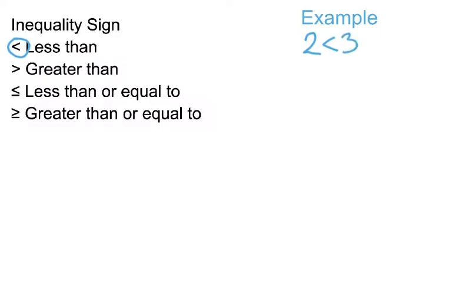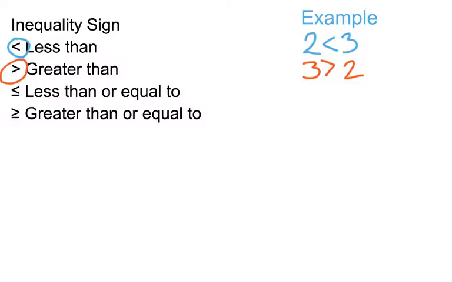And probably in elementary school you've heard of the alligator eats the bigger number. So the alligator is going to chomp on the 3 because it's bigger than the 2. It's a hungry alligator. Alright. The next one is the greater than sign. So something like 3 is greater than 2. That would work. And then the last 2 have that extra bar underneath it.